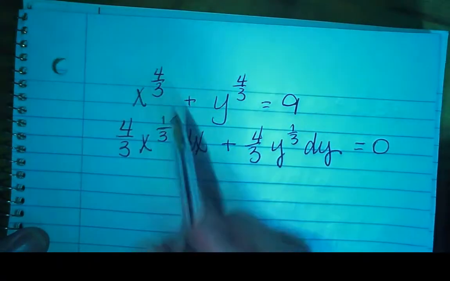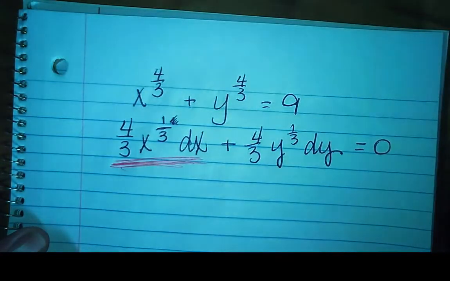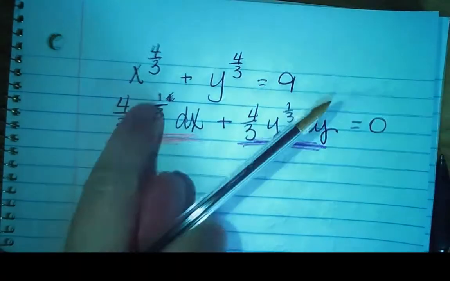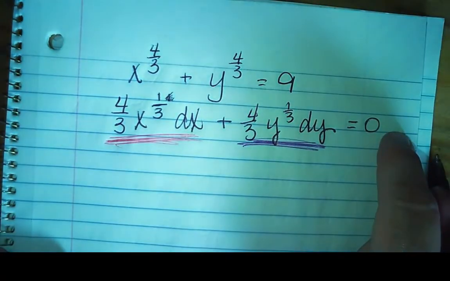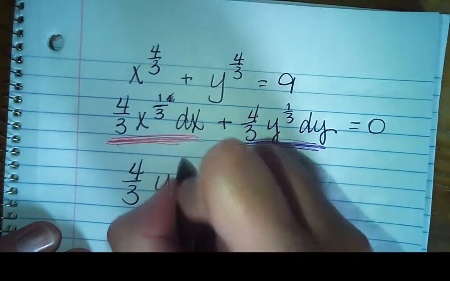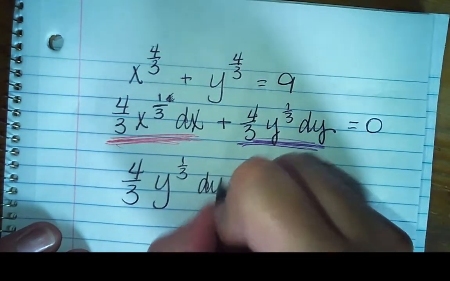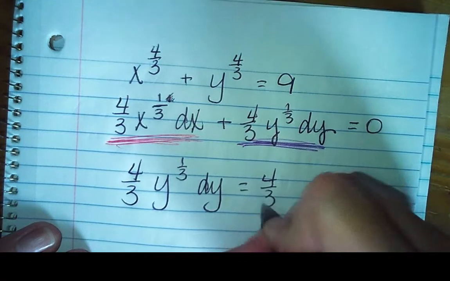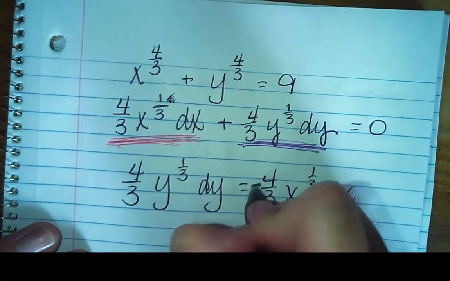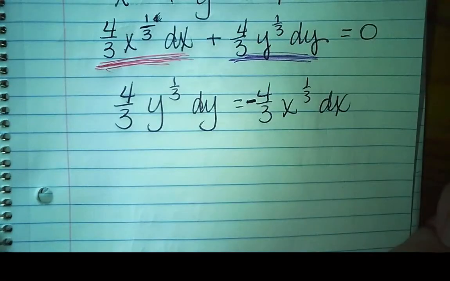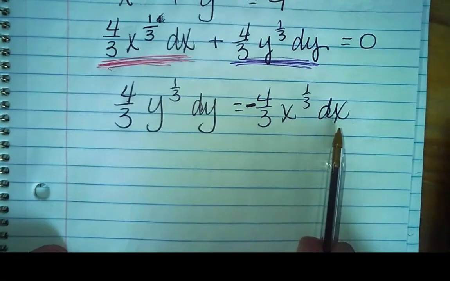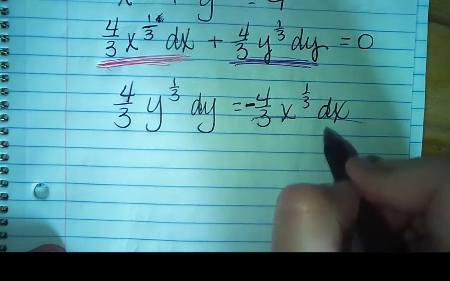Okay, so I got two big old chunks. He's got dx's, he's got dy's. I want my dy's on the left and my dx's on the right, which means he needs to move over to the other side by subtraction. So that gives me 4/3 y to the 1/3 dy equals 4/3 x to the 1/3 dx, but you subtracted it, so it's negative. Okay? And now my dy's are on the left, my dx's are on the right. So I'm going to divide both sides by dx.